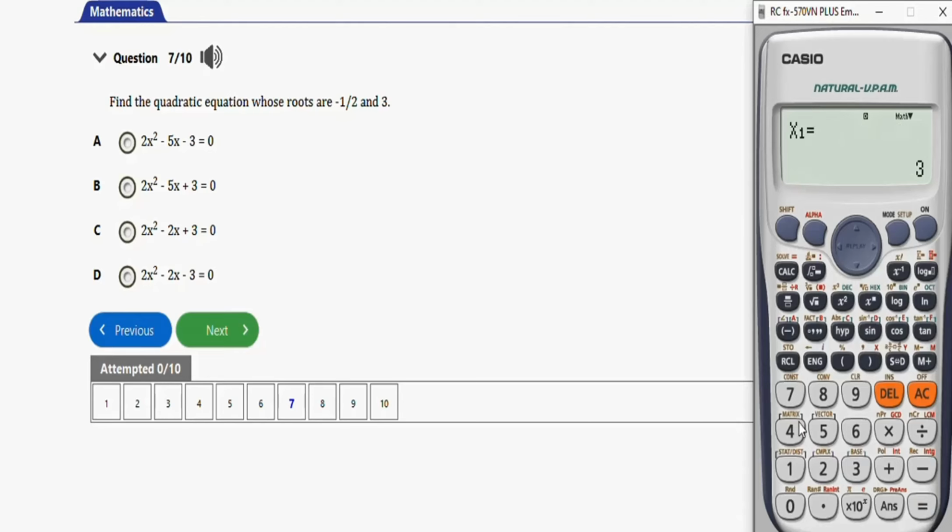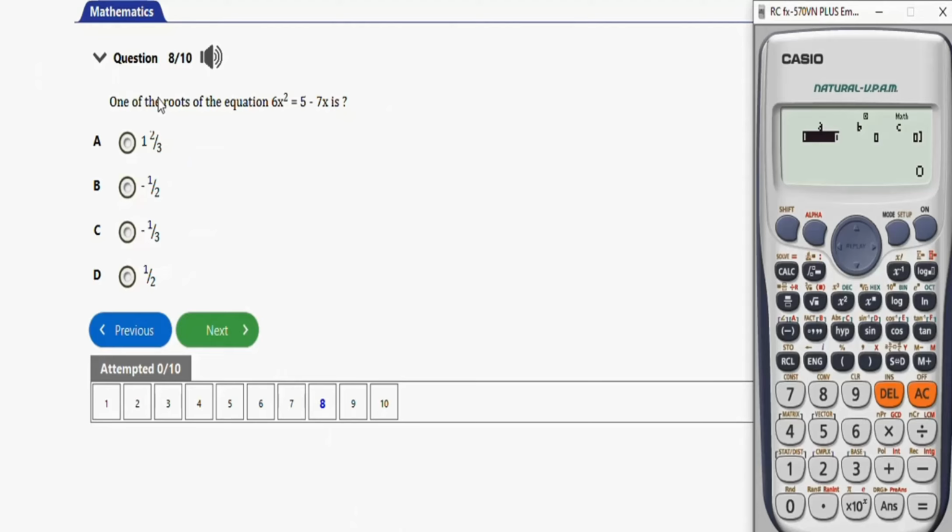We have 3 and -1/2, correct. So the right option for this question is option A. No need checking option B, C and D, but feel free to check. We have already gotten our answer, so it's this option A. Okay, so that's it for this question, guys. 3 and -half. So let's check the next question, which is this one.